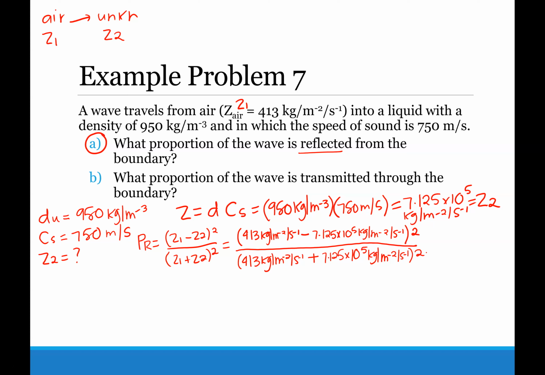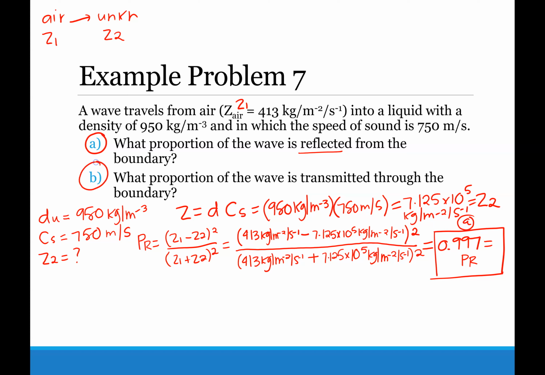And so you're going to put that into the calculator just like we did in the other video, example problem 6, where the open parentheses, 413 minus 7.125 times 10 to the 5th, close parentheses, squared, close parentheses, divided by open parentheses, 413 plus 7.125 times 10 to the 5th, close parentheses, squared, close parentheses. Do it just like that. And the answer that you will get is 0.997. There are no units again because this is just a proportion. So that is going to be our proportion reflected. That's going to be the answer to A.